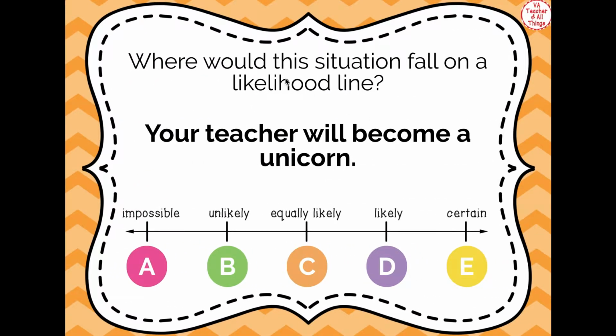Okay, where would this situation fall on a likelihood line? Your teacher will become a unicorn. Certain, likely, equally likely, unlikely, or impossible. And as bad as I hate to admit it, because you know I would love to be a unicorn, it is impossible.